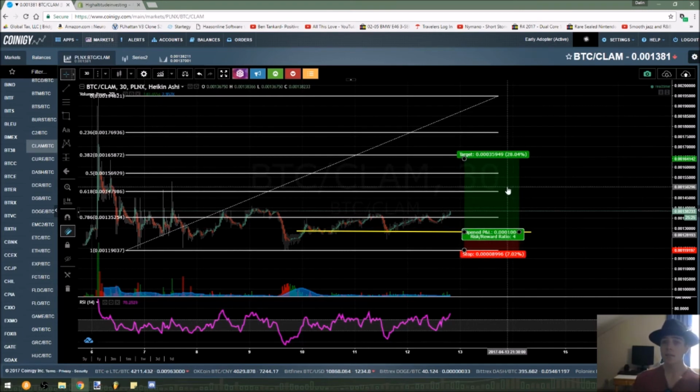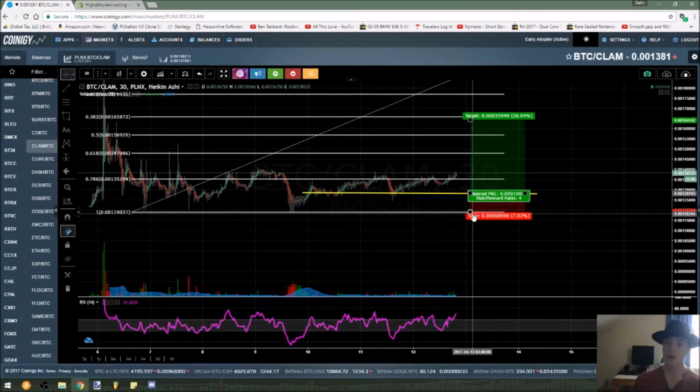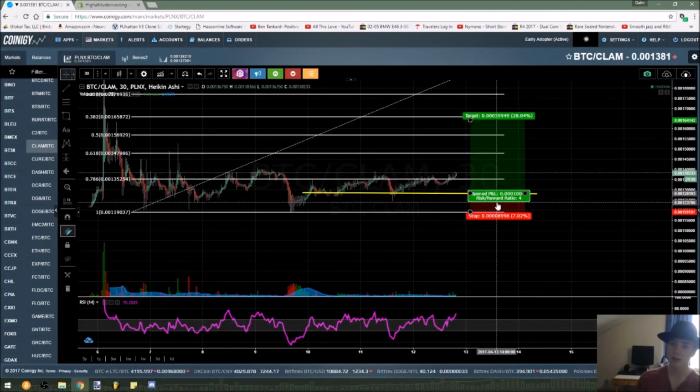All right, so that means that we would take profit at 28% from our entry. You can see right here on the top, next to the target, it gives you a percentage of where you would take profit from your entry. This is much easier for calculating percentages than just using a website. And if you have your stop down there, you would get stopped out at a 7% loss.